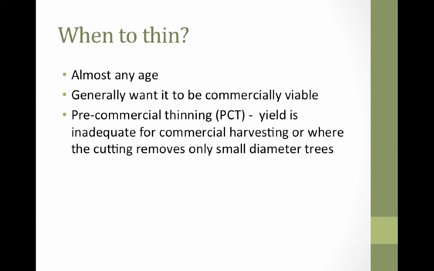So when can you thin? You can thin at almost any age, and generally you want it to be commercially viable. A pre-commercial thin, or a PCT, is a thinning where the yield is inadequate for commercial harvesting, or where the cutting removes only small diameter trees. So basically, you're paying to cut these trees out. The trees that you're removing are not making you money. So it's pre-commercial.